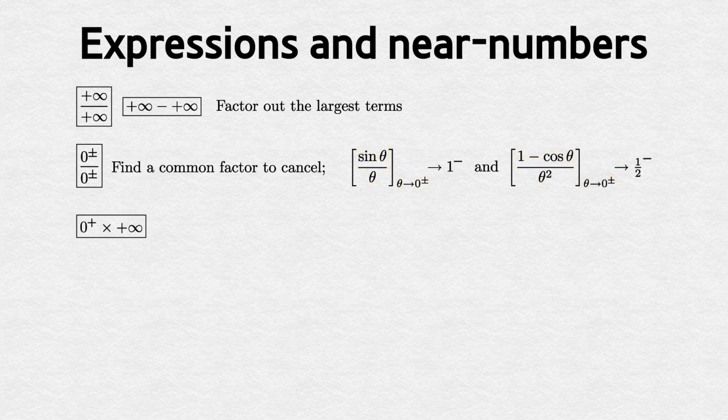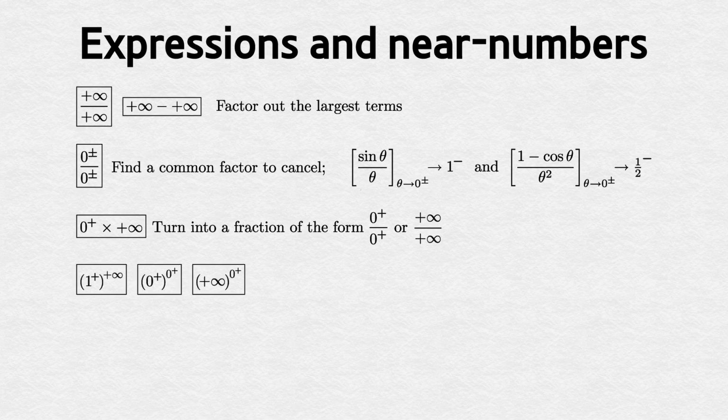The form 0 plus times positive infinity can be turned into a fraction of the form 0 plus over 0 plus, or positive infinity over positive infinity, by reciprocating either factor and moving it to the denominator. Finally, star forms for powers are just hidden star forms for multiplication, as discussed in the previous video. We rewrite them in terms of the natural logarithm and exponential functions.